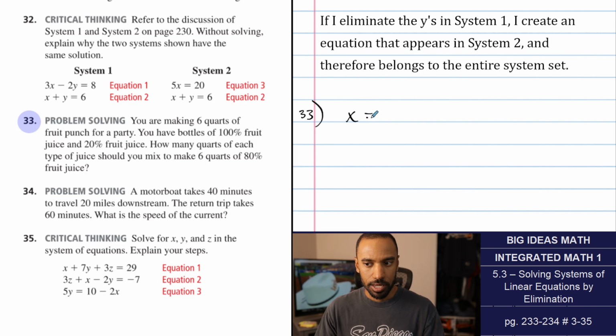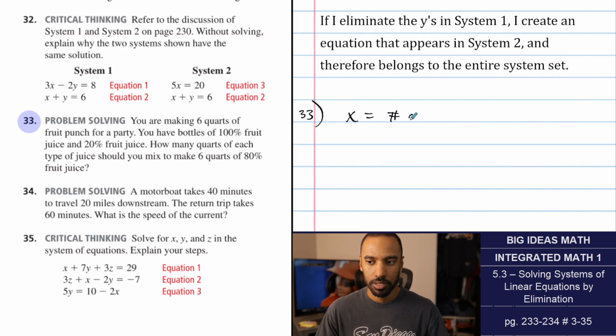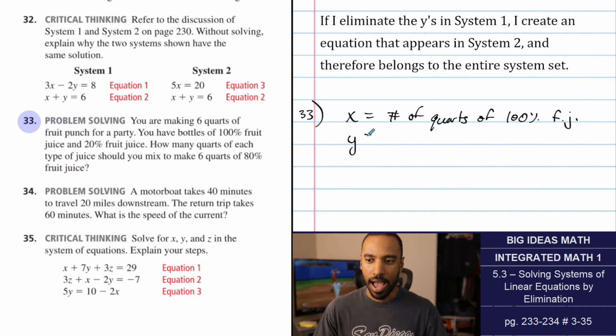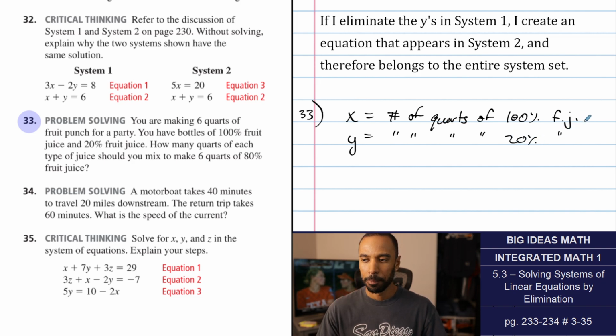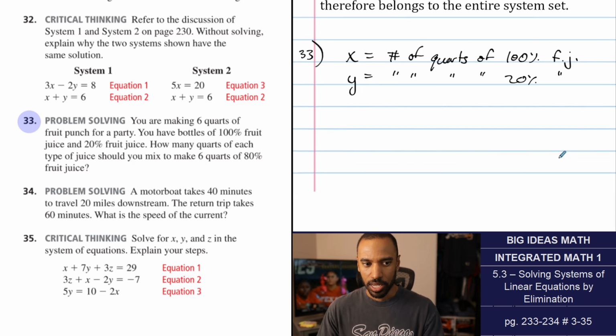Let's do x equals the number of quarts of 100% fruit juice. Let's put FJ, fruit juice. And y is the number of quarts of 20% fruit juice. Okay. In terms of making an equation, 6 quarts of fruit punch in total will be the number of quarts of x plus the number of quarts of y equals 6.